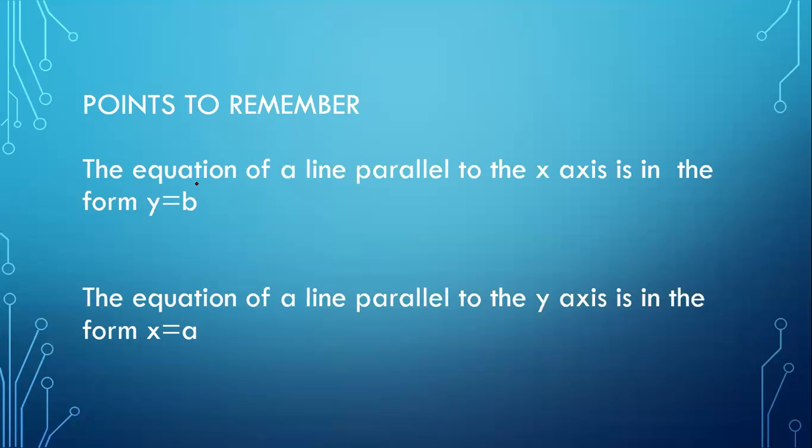The equation of a line parallel to the y-axis is in the form of x equal to a. So if the given line is parallel to the y-axis, then how will we describe that line? We can describe that line by the equation x is equal to a. And what is a over here? A is the coordinate of the x-axis.